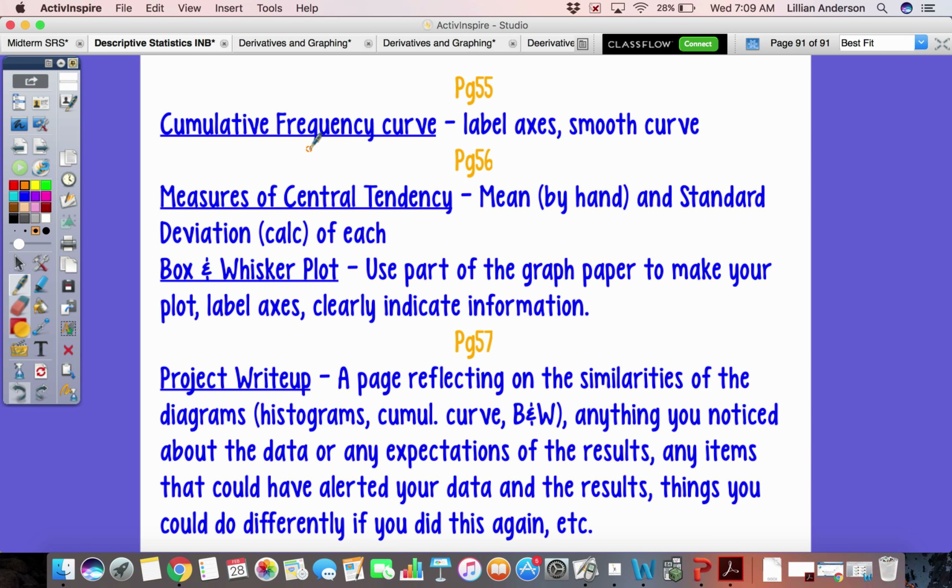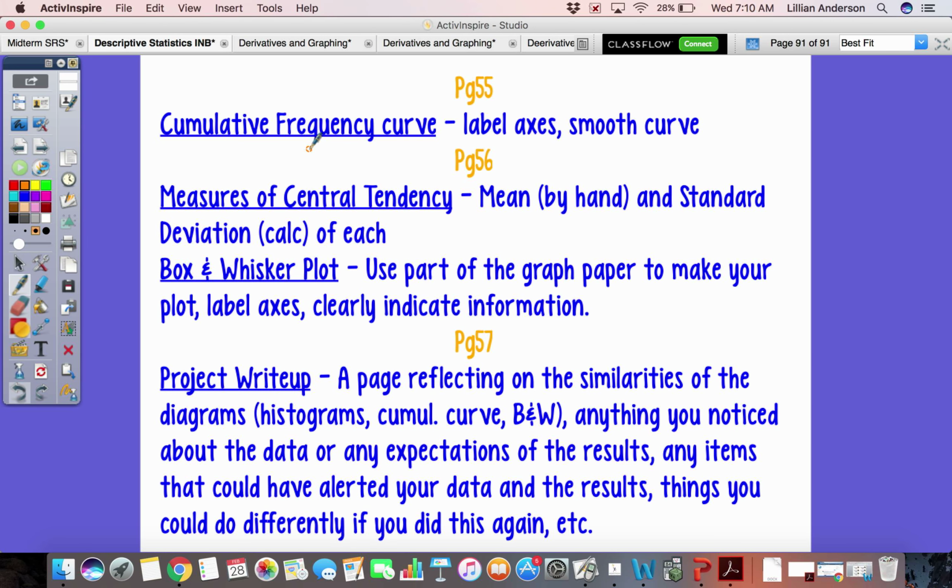I gave out centimeter graph paper, and so make sure that you label your axes for both, and make sure you have a smooth curve drawn when you connect your points. Remember, for cumulative frequency curves, you use the upper boundaries and then your cumulative frequency from the frequency distribution tables that you did before.